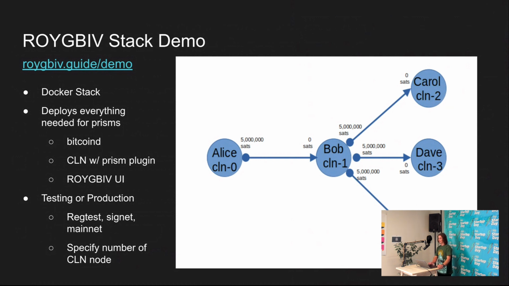So in this case, we are running 5 nodes. And actually, in preparation for another event that's going on at the conference, Derek managed to get Roijubiv stack to deploy 200 Lightning nodes. So the first 5 are used for prisms, and then the remaining are going to be used at the conference.